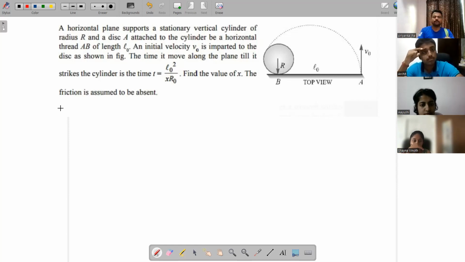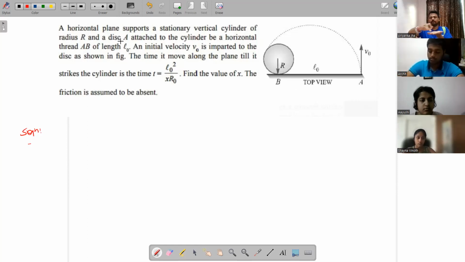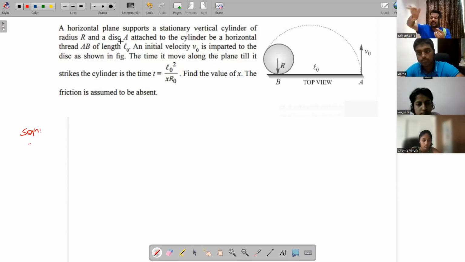Now I'll solve. See, the question is like this: this is the top plane. Suppose a horizontal plane, on this plane a stationary vertical cylinder is kept like this. With the help of a rope, one object is connected like this, and we provide a velocity V naught completely perpendicular to the length of this string. So what will happen? This rope will wrap around this cylinder, right?